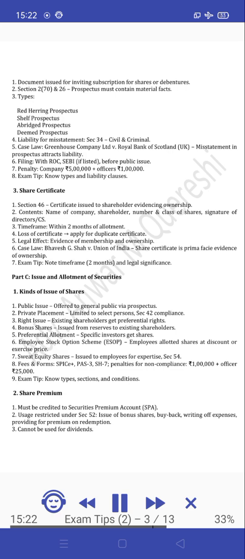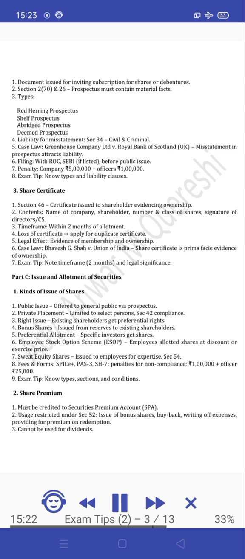Part C. Issue and allotment of securities. 1. Kinds of issue of shares. 1. Public issue: offered to general public via prospectus. 2. Private placement: limited to select persons, Sec 42 compliance. 3. Rights issue: existing shareholders get preferential rights. 4. Bonus shares: issued from reserves to existing shareholders. 5. Preferential allotment: specific investors get shares.